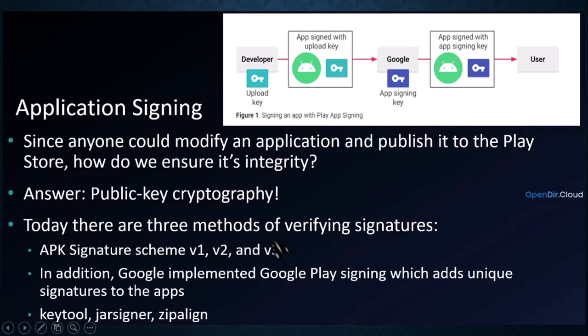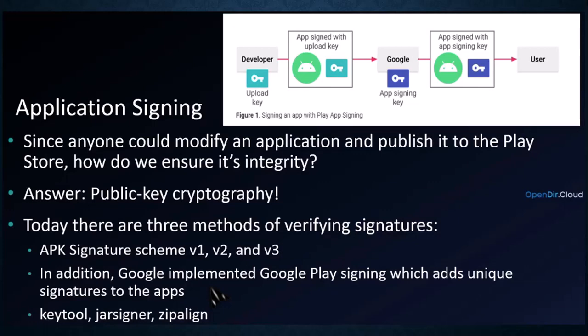Today there are three methods of verifying signatures. We have APK signature scheme version 1, version 2, and version 3. Version 3 is the latest. Most apps use version 2. Version 1 is the old version. And mind you, these versions reflect their level of security. An app signed with the version 3 signature scheme is more secure than an app signed with version 2, which is also more secure than one signed with version 1. In addition, Google implemented Google Play signing, which has unique signatures to the app. You can use keytool, jarsigner and zipalign to sign the app, which I will show later.